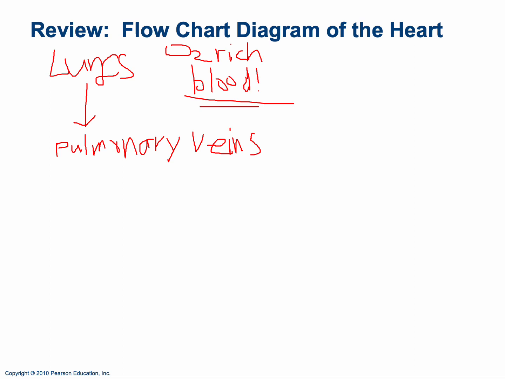So there are four pulmonary veins, two on the right and two on the left. From here, the blood now will enter into the left atrium. The left atrium.